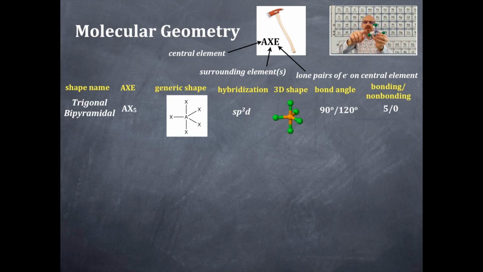Okay, and then the bond angles are 120 and 90. Hopefully that one makes sense here. Trigonal bipyramidal in shape. This is one of my favorite ones. I love this one. Trigonal bipyramidal. Okay, all right, let's go to the next one.